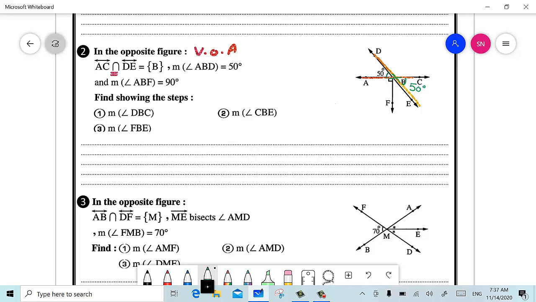Let's go now to see the second given. He's saying that angle ABD is equal to 50 degrees and measure of angle ABF is equal to 90 degrees. This sign means that they are right angle. Don't forget to write the 90, since most of the times you forget it. And let's go now to look what angle he's looking for. He wants to find the measure of angle DBC. Here is the angle DBC.